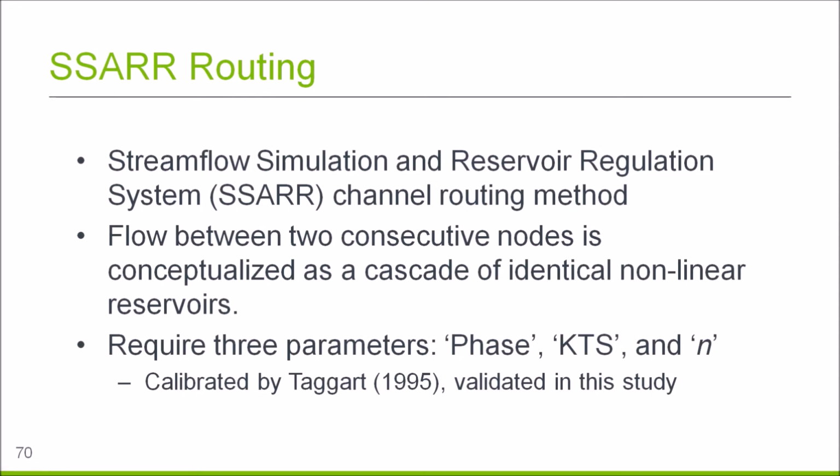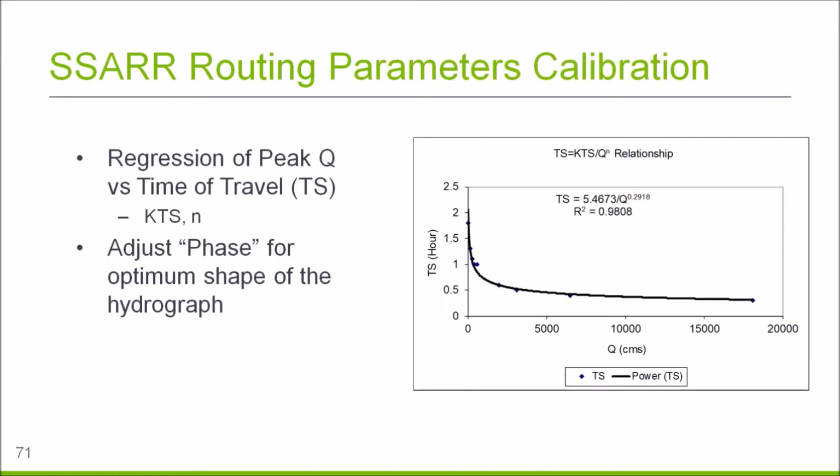We use a hydrologic routing model called SSARR, the Streamflow Synthesis and Reservoir Regulation system. And basically, it needs three different parameters to calibrate the model. This is just an example of how we estimate some of those parameters. So, for example, time of travel is one of those. We try to estimate time of travel with different flows, and we plot a graph to estimate how we can relate the time of travel with flow.